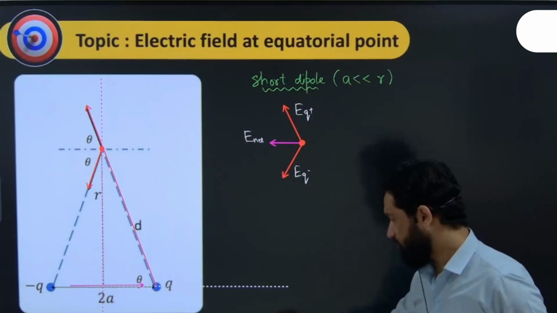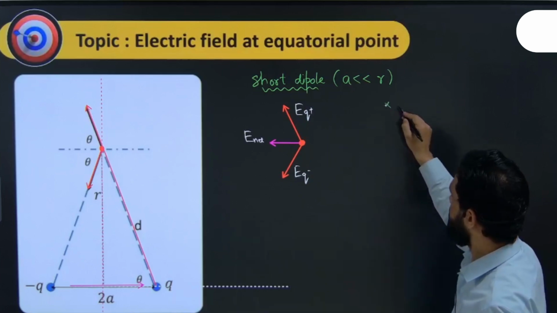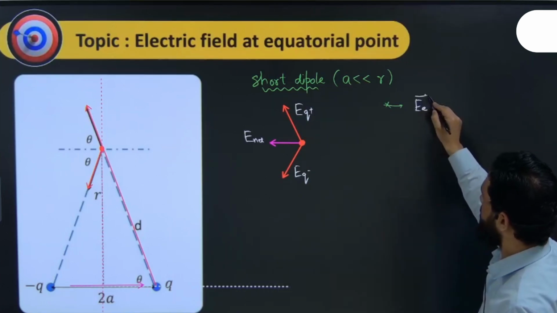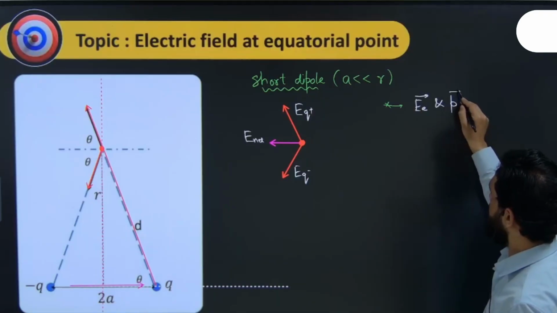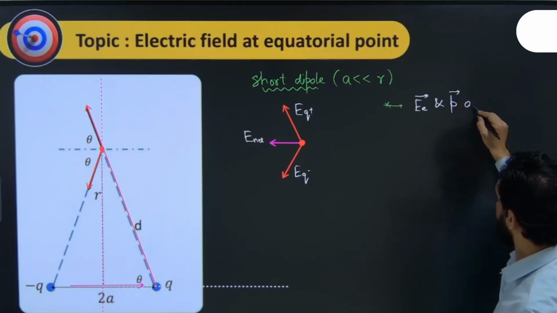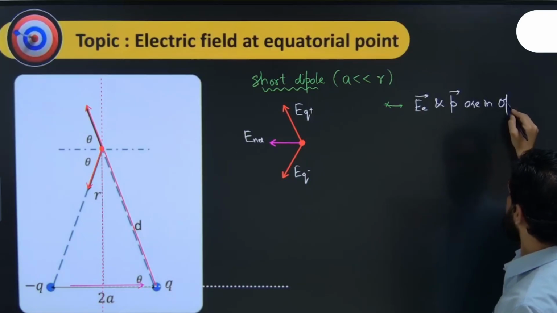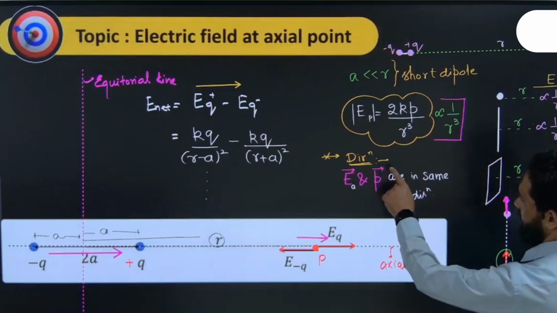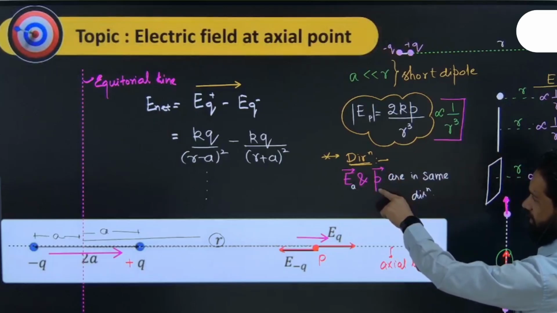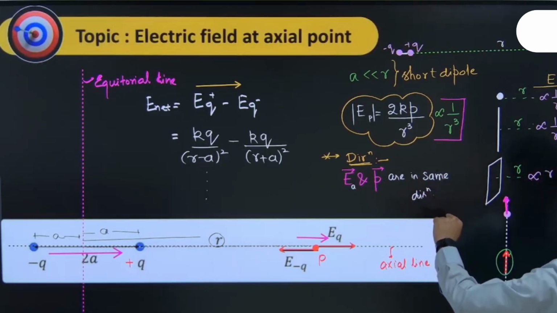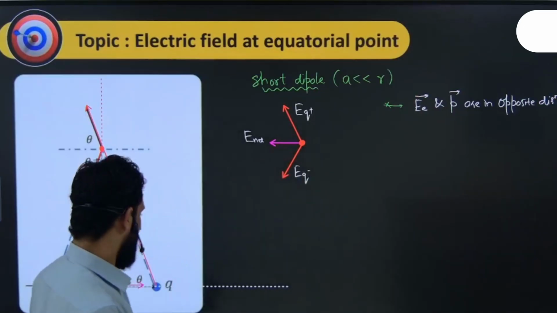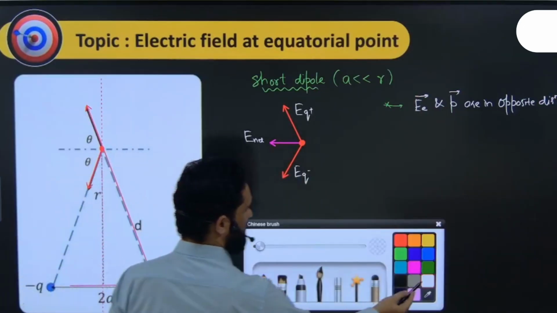So the first thing here we would like to write down is that the electric field on an equatorial line and the net dipole moment are in opposite direction. And before that, we saw that the electric field at an axial point and the dipole moment are in the same direction. Here they are in opposite direction. And now, if they are opposite, what is the magnitude of this? How much is the magnitude?